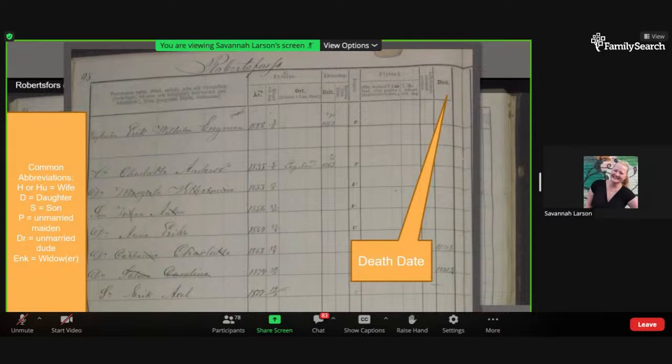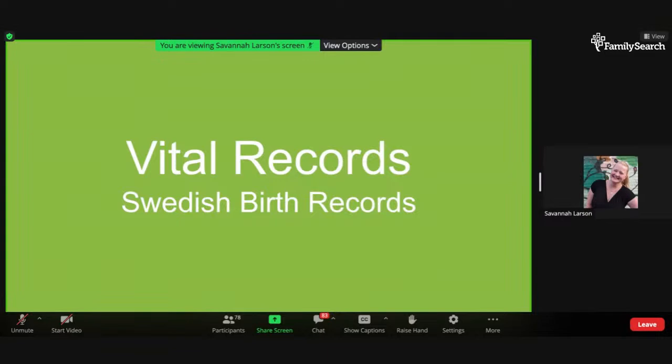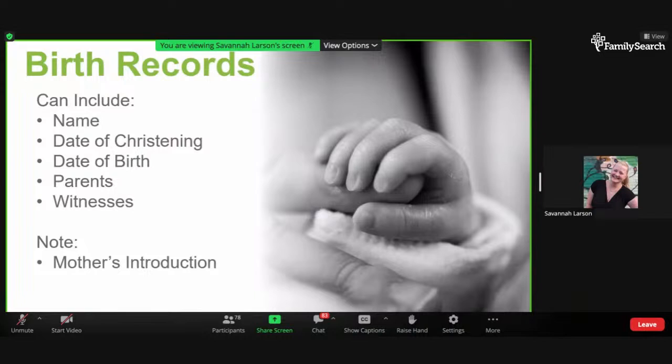After that record, then we'll move into vital records. So you'll use that record as a foundation, and then you'll want to prove everything by looking at the vital records and confirming the dates that are in the household record. The first record you would look at is birth. This typically includes the name, the date of the christening, the date of the birth, parents and witnesses. Sometimes it will also include the mother's introduction. This is when she would have been reintroduced into the church after the birth. It's typically about 6 weeks after she gave birth, typically at the point where she stops bleeding and is starting to heal.